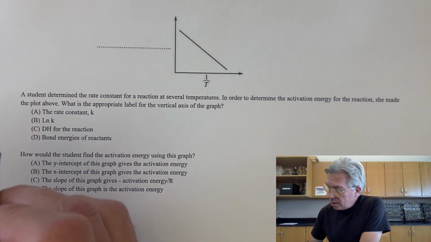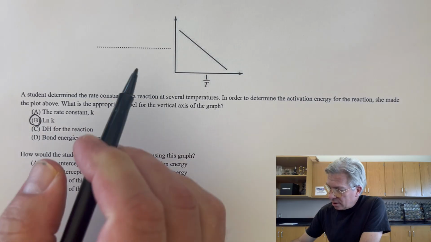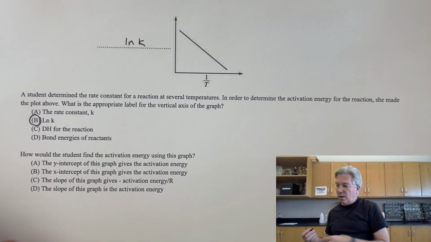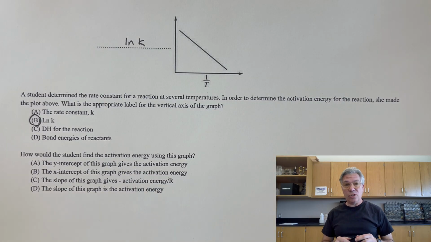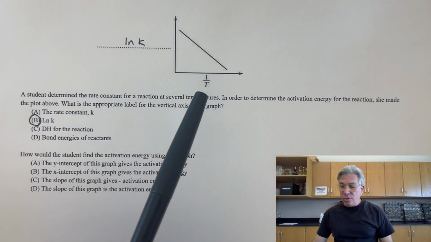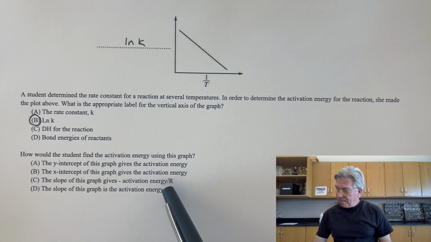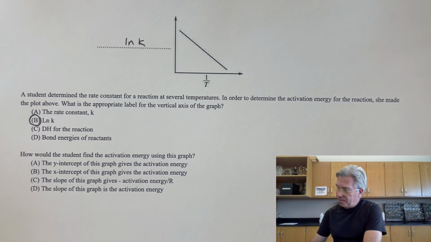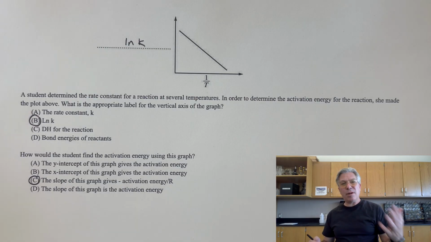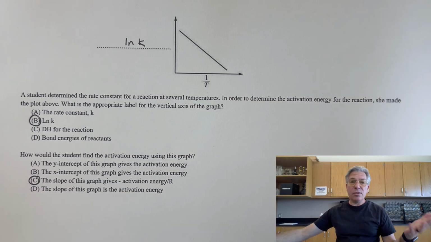And if you paid attention and said that the natural log of K is what we need over there, then congratulations. And then how would the student find the activation energy using this graph? This graph has a negative slope, which we would set equal to negative EA over R, which is letter C. And that's how you do it. Again, probably not having to calculate it, although you may do a lab to find the activation energy. The concept is what's really important here.